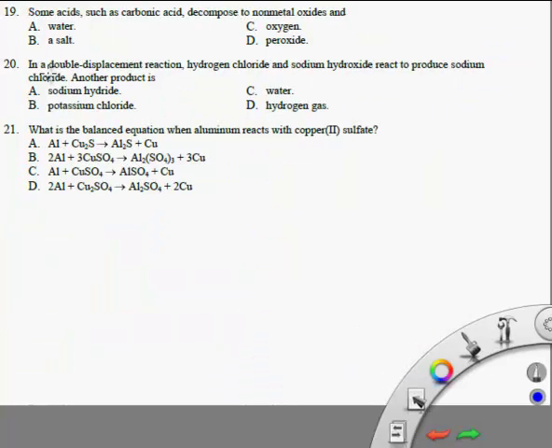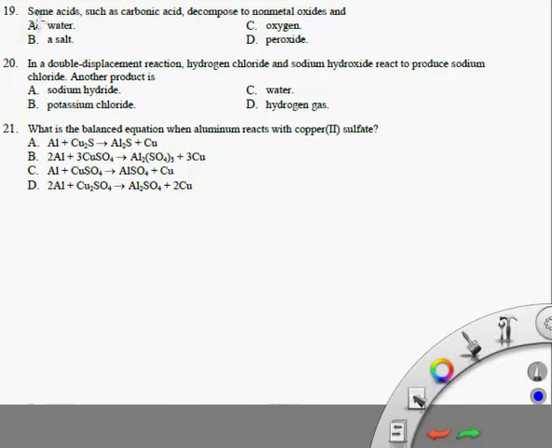Moving on to question number 19. Some acids, such as carbonic acid, decompose into nonmetal oxides and water. Carbonic acid, what we're looking at is H2CO3. H2CO3 will decompose into CO2 and water. CO2, this is your nonmetal oxide. That's your nonmetal oxide.